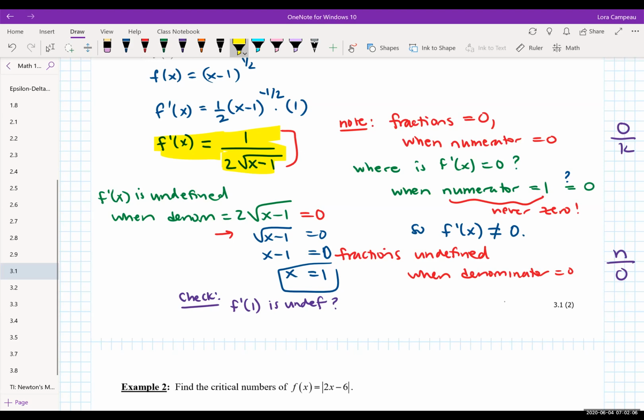Okay, the derivative of the function. If we were to plug in 1 to the denominator, we get the square root of 0, and then 2 times 0 is 0. So we'd still get a 0 in the denominator. So that's pretty good.